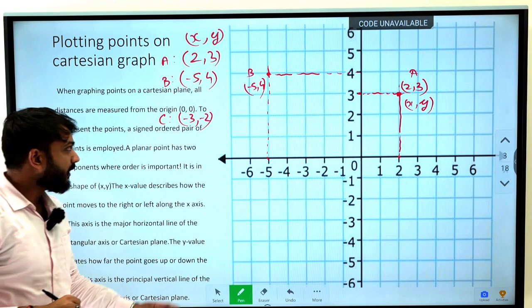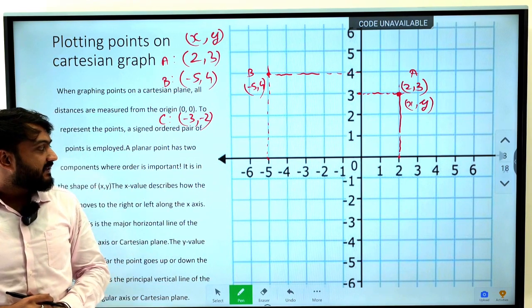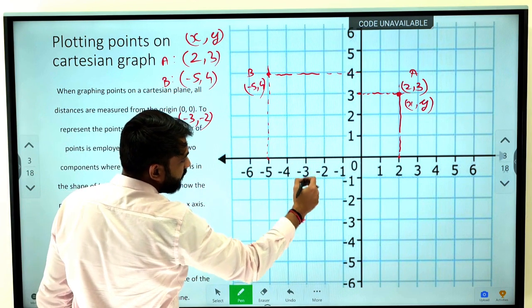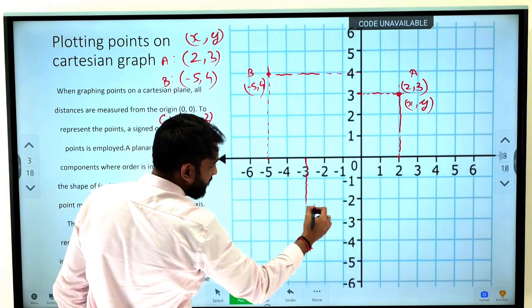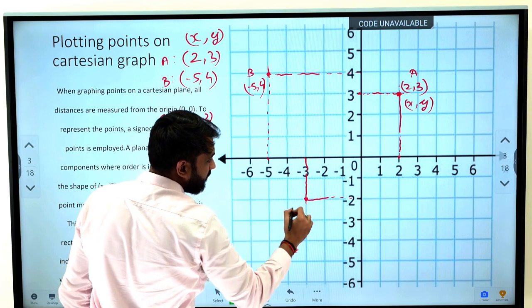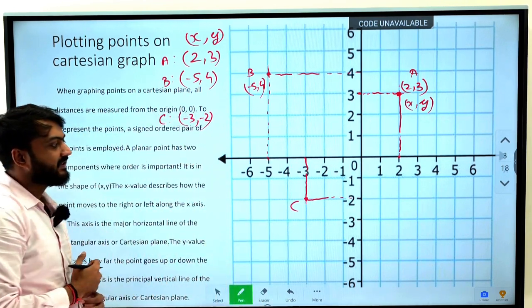B. Point C, as you can see, is minus 3 comma minus 2. X value being minus 3, y value being minus 2. Once again, I'll go on stretching this out. Minus 3 and minus 2. This is where they both meet, or the point C.